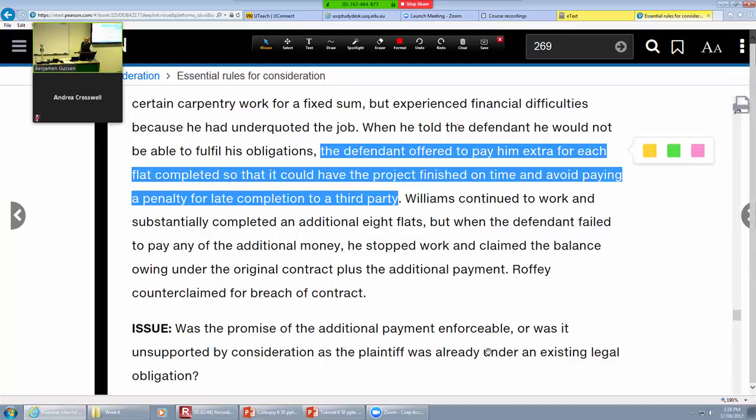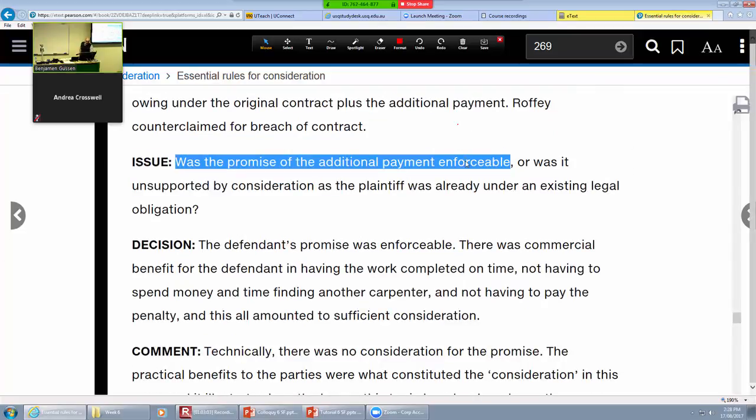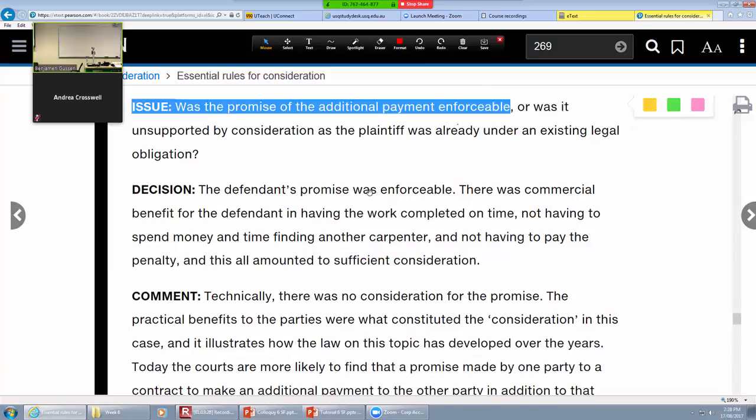Roffey counterclaimed for breach of contract. He said, you're breaching the contract that we agreed on originally, which is what? To do this subcontract at that price. He doesn't want to fulfill the promise of paying extra. So, was the promise of an additional payment enforceable? How to analyze that? You have to ask, was there consideration? Or was the plaintiff under an existing legal duty? Remember the legal duty we talked about, the wife and the domestic violence? Similar. Or the ships. Is that their duty, or is it something that they have to do more?